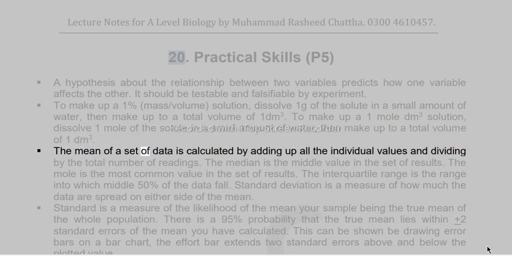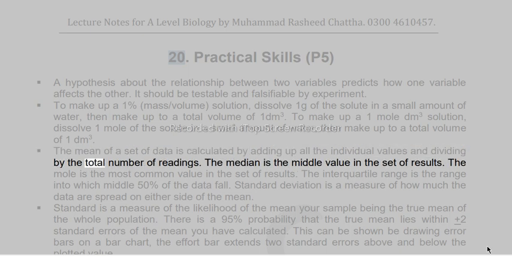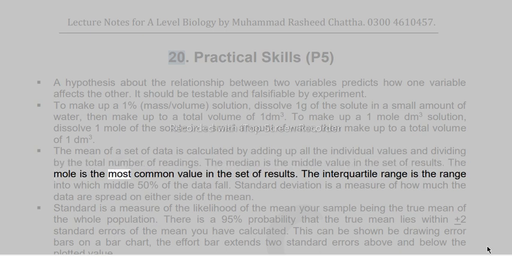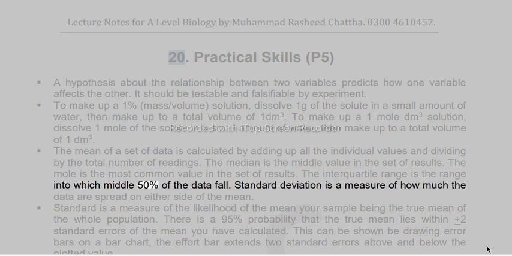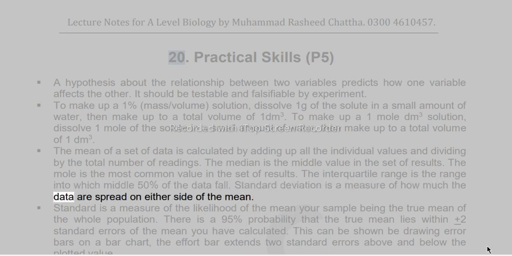The mean of a set of data is calculated by adding up all the individual values and dividing by the total number of readings. The median is the middle value in the set of results. The mode is the most common value in the set of results. The interquartile range is the range into which the middle 50% of the data fall. Standard deviation is a measure of how much the data are spread on either side of the mean.